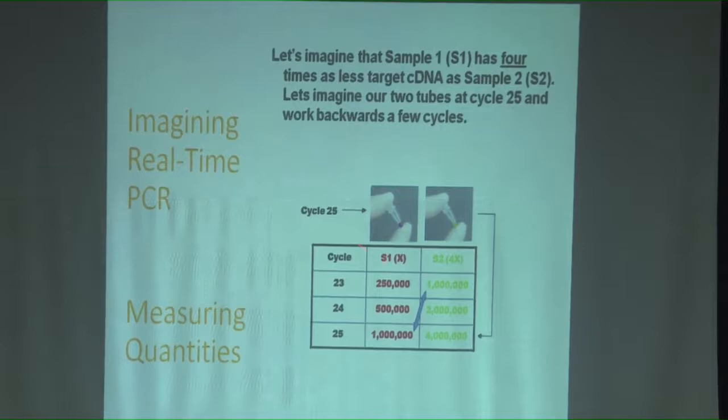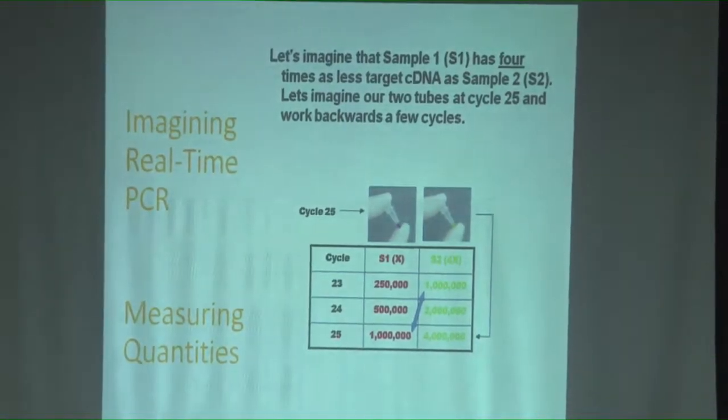So at the end of 23 cycles, if my S1 sample produces 250,000 units of fluorescence, the other will produce 1 million, because it has 4 times more. Same is with cycle 24. By the time this one reaches 1 million units, the other sample has already reached 1 million units at the 23rd cycle. Here we reach it at cycle 25. And I said that we have a basic assumption that until we reach 1 million, my machine will not detect. So that is our threshold, CT.